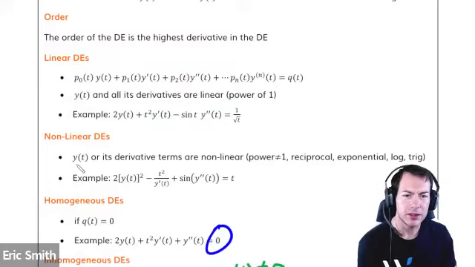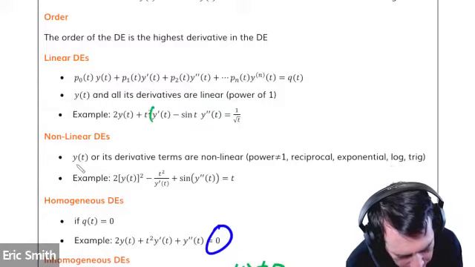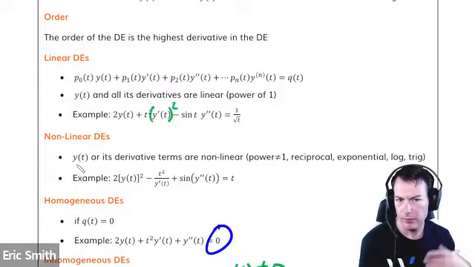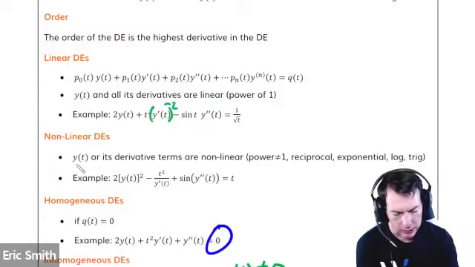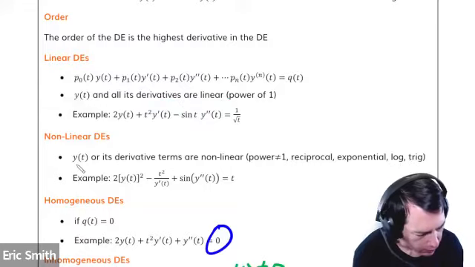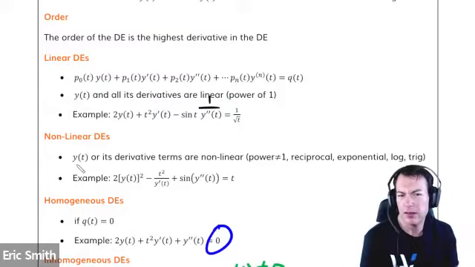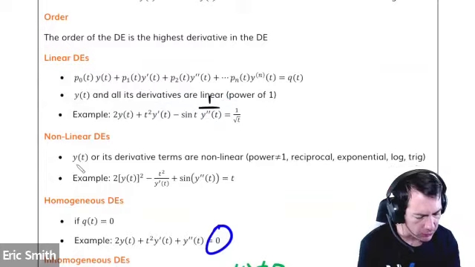If I wanted to make it nonlinear, then I could do a couple of things. I could take one of these and raise it to a higher power or even a negative power. That'd no longer be linear. Or another way is if it ended up on the bottom of a fraction, that'd be like raising it to a negative exponent. That would not be linear as well.